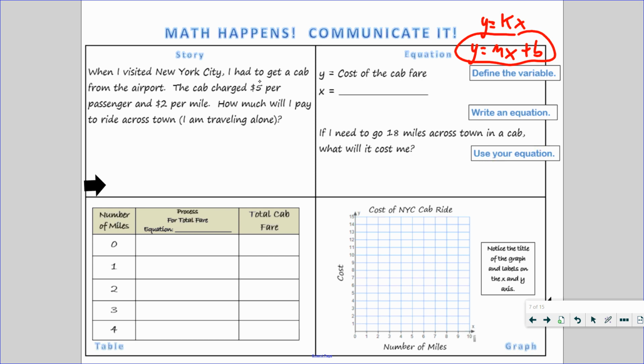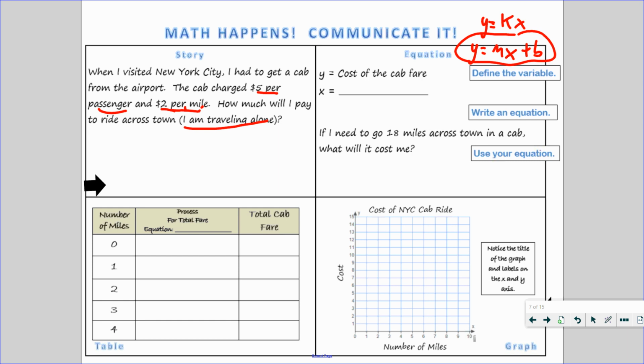When I visited New York City, I had to get a cab from the airport. And when I go, I usually use LaGuardia. The cab charged $5 per passenger and then $2 per mile. How much will I pay to ride across town when I'm traveling alone? If I'm traveling alone, how much will I have to pay, first of all? $5. So I will pay $5. Then I'm going to pay $2 per mile. What's another word for per? Each mile. Every mile. So every mile I have to pay $2.